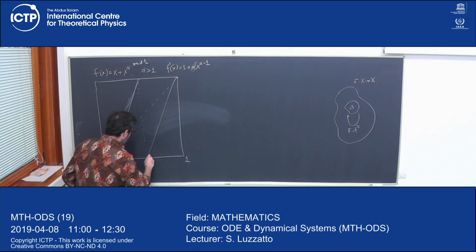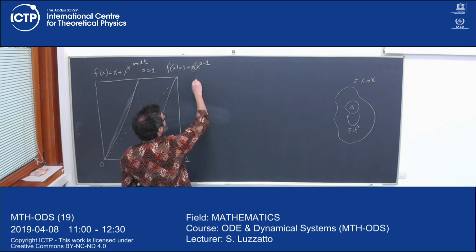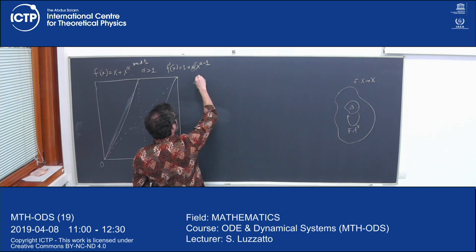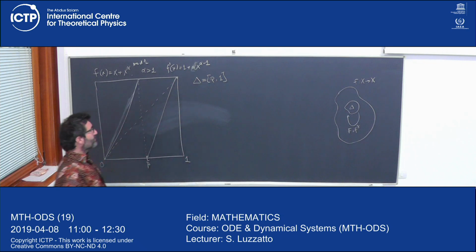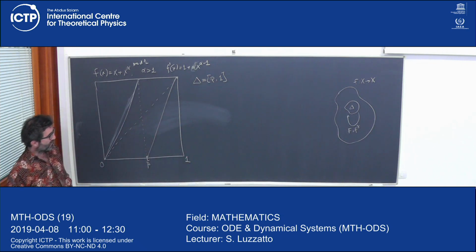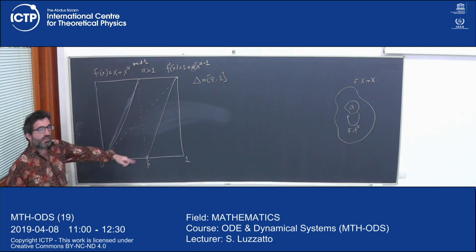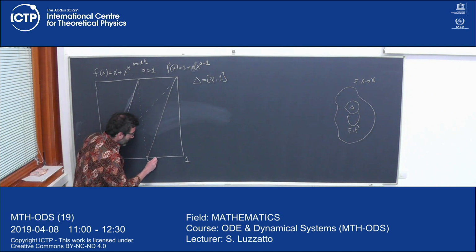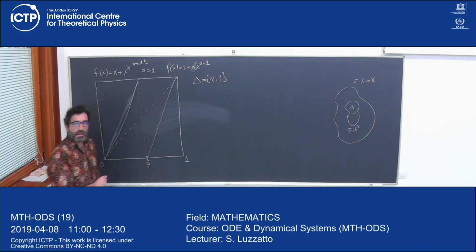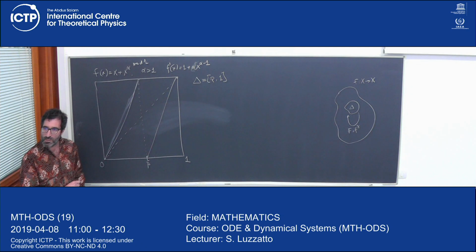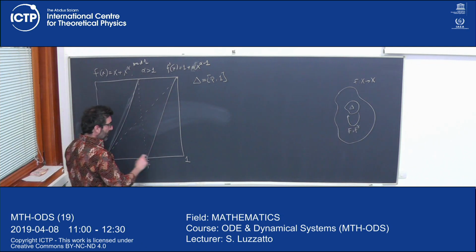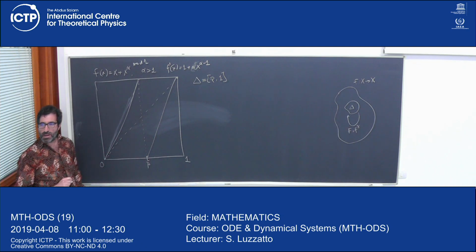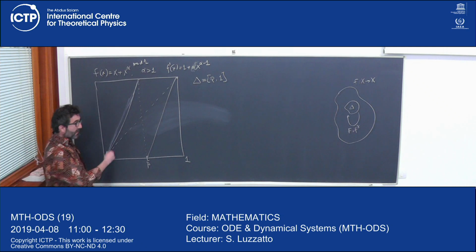We're going to define delta to be equal to this interval P1, and then look at the return map to delta. In other words, you take a point in delta and see when it comes back to delta, and look at the structure of this return map. The easiest way is to look first at the pre-image of delta, because those are the points that come back immediately, or at least that go into delta.